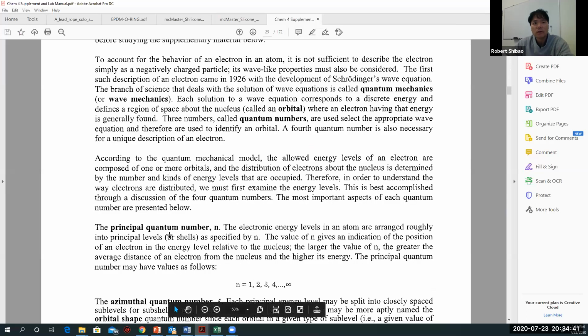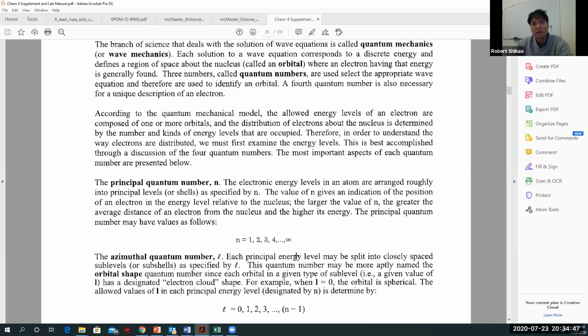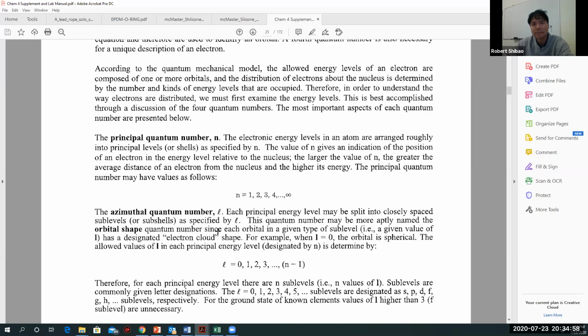We have the principal quantum number n, which we talked about. n has these mathematical restrictions: it's an integer from 1 to infinity. We have the azimuthal quantum number, or the angular momentum quantum number. Angular momentum and azimuthal quantum number are the same thing. These are mathematical restrictions on L: 0 up to a max of n minus 1, taking on all values. So if n equals 4, then we have 0, 1, 2, and 3.